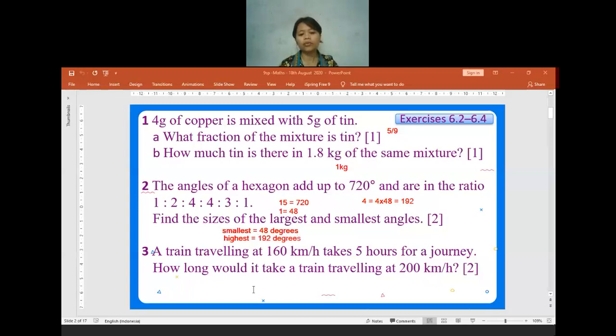And then for question 3, this is inverse proportion, because when the speed is getting higher, the time taken will be getting lesser. So it will be 160 times 5, divided by 200. The answer will be equal to 4 hours.